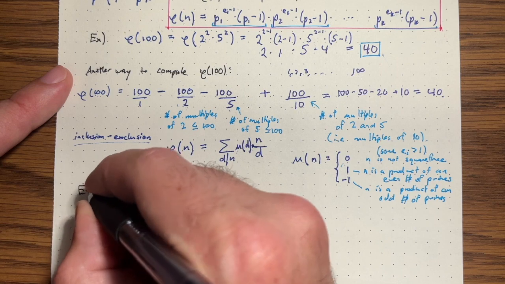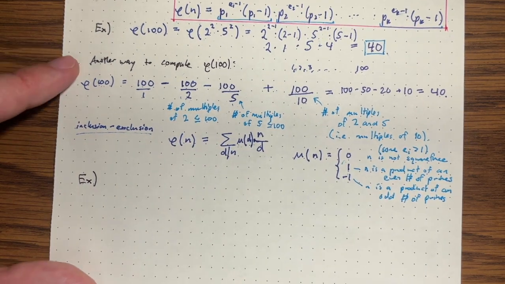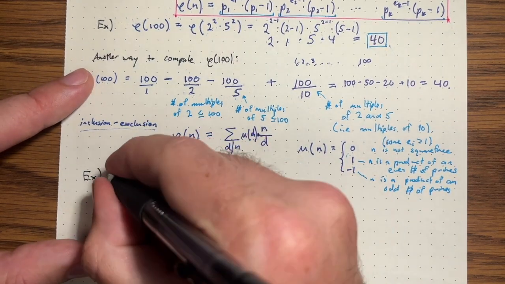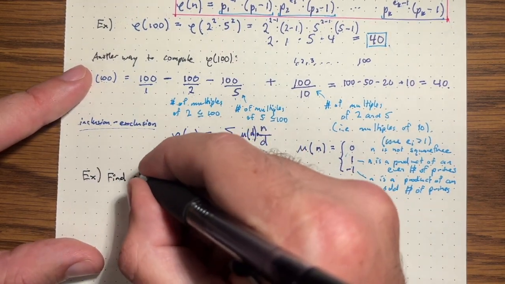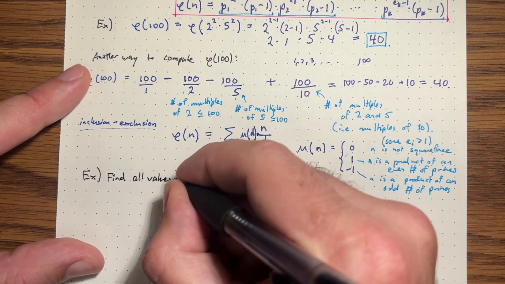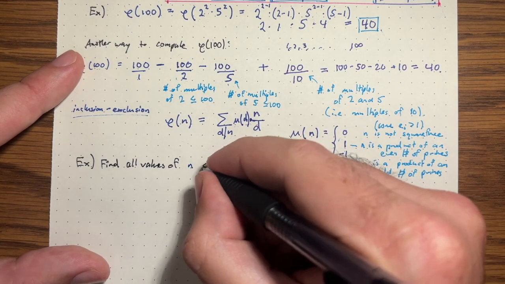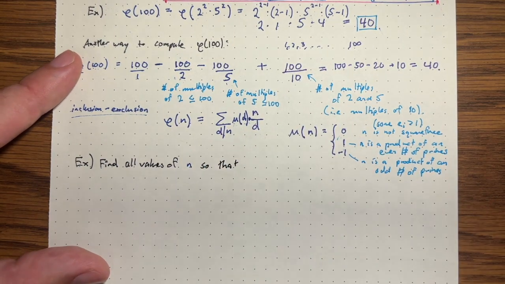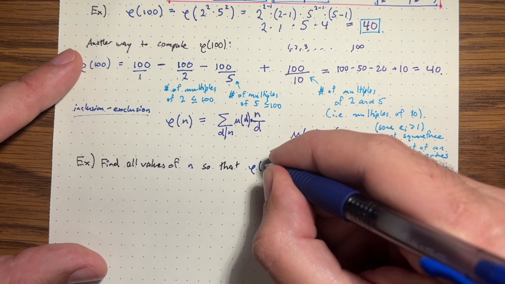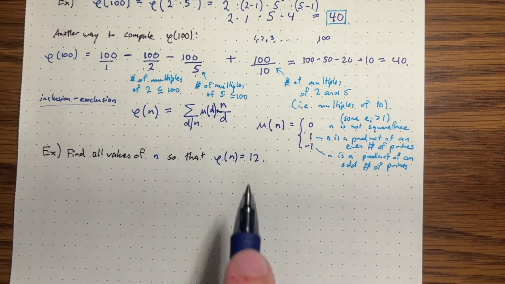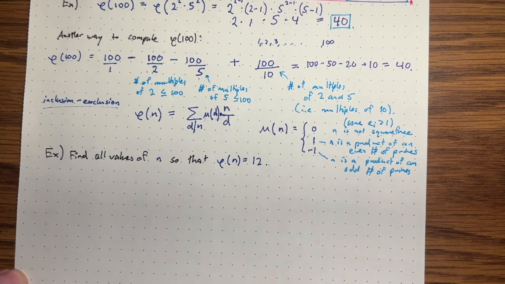Let's do an example. Let's find all values of n so that phi of n is equal to 12. Okay, so how many numbers are there that have exactly 12 numbers less than it that are relatively prime? That's what we're asking.